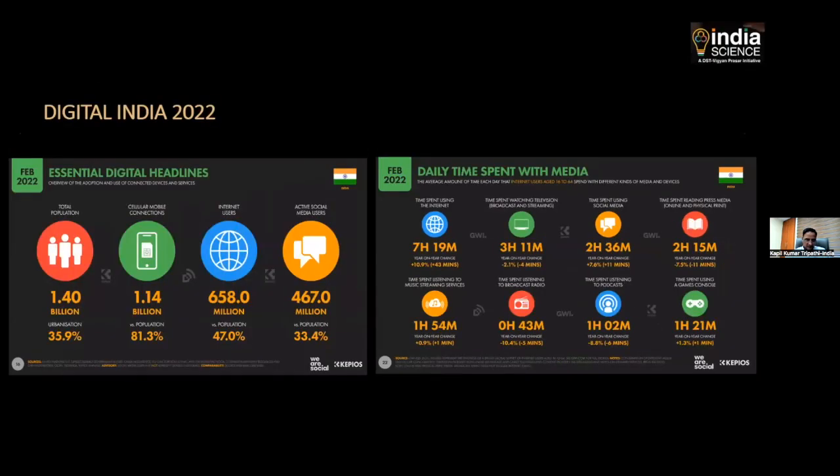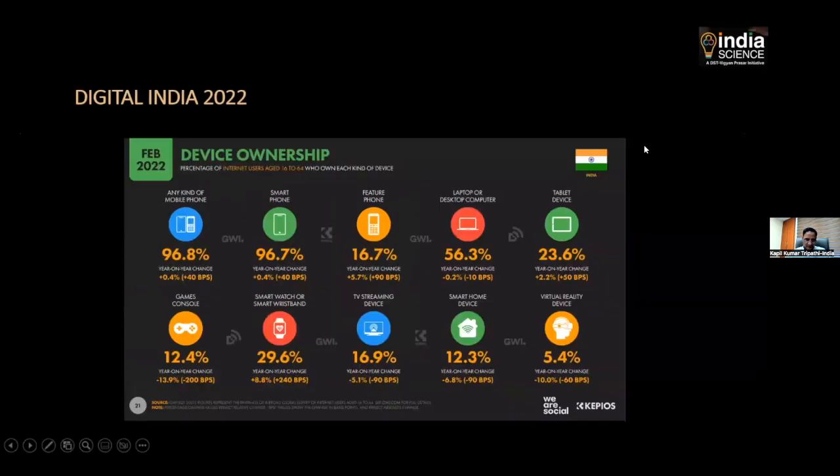Similarly, if we calculate how much time is spent device-wise, we can say that our population is 1.40 billion, cellular connections are around 1.14 billion, and 467 million people are active social media users. So this is the latest data, and this is the device ownership. As you can see, 96% of people are using a smartphone.